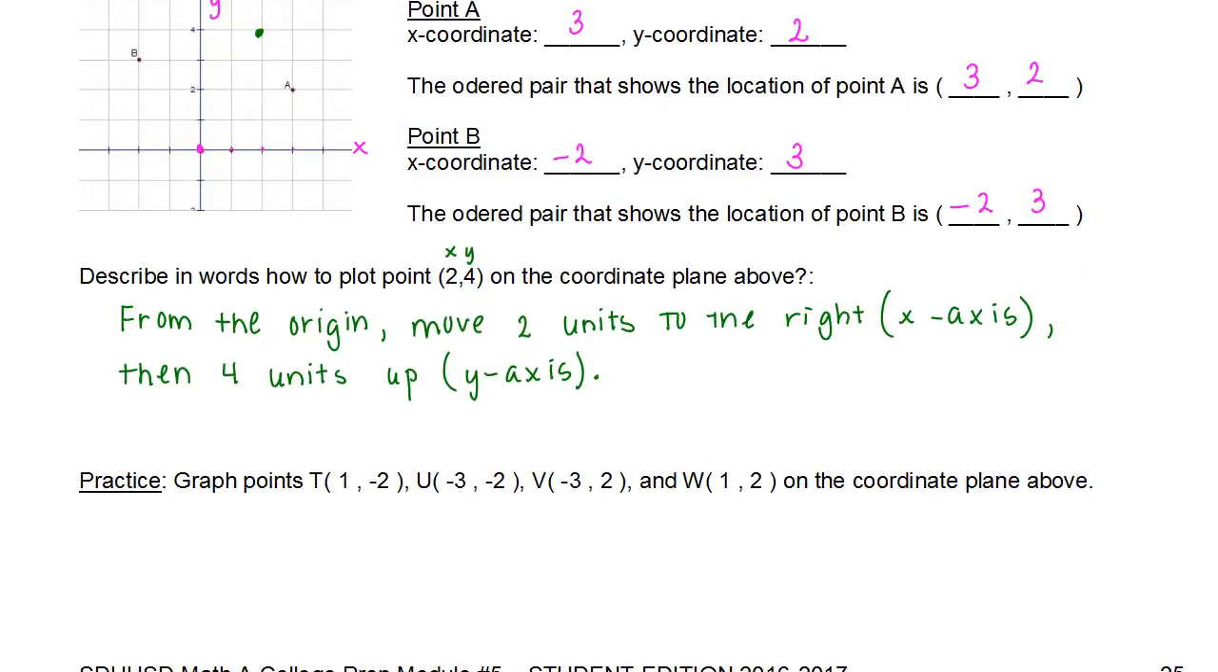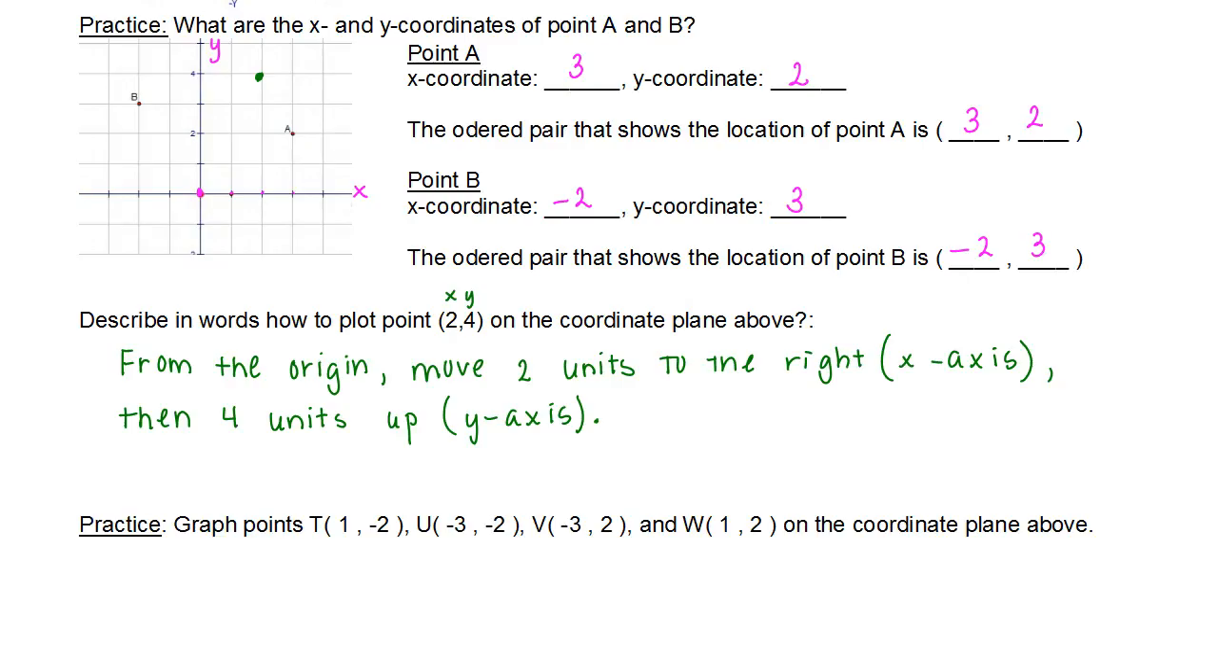Okay, the next thing they want us to do is graph a few more points on that coordinate plane, and because they give us the name of those points, we can label them once we graph them. So we'll start with point T, which is at 1, -2. So from the origin, I'm going to go right 1 on the x-axis and then down 2 on the y-axis. And so point T is in quadrant 4.